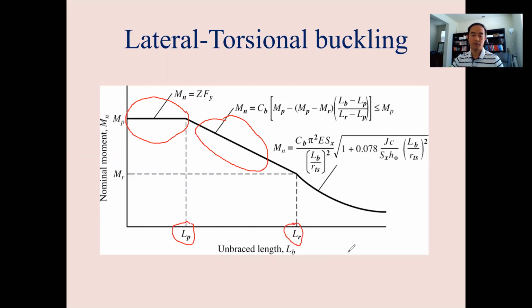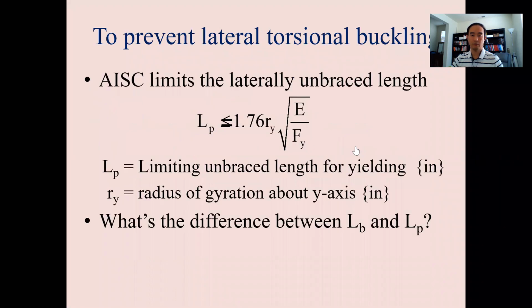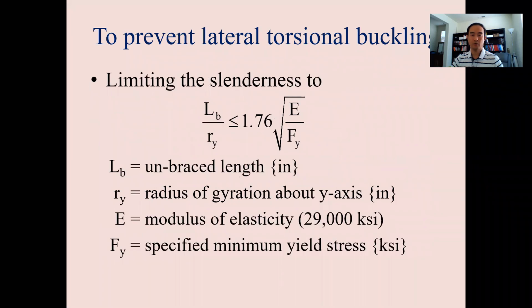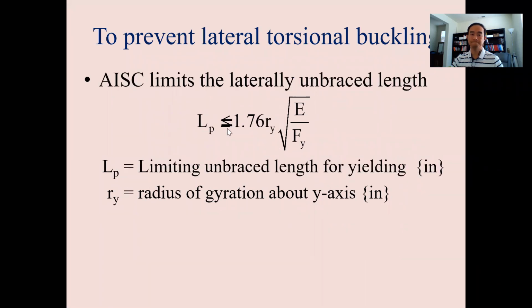So here we have two guidelines, L sub P and L sub R. These are two values that we can use to determine whether M sub N is going to be in this range or the other range. The L sub P and L sub R equations are available. Let's go back a couple of slides. So this is the equation for L sub P. As you can see, L sub P is in terms of r sub y, which is the radius of gyration about y, the weak axis, and material properties E and Fy.